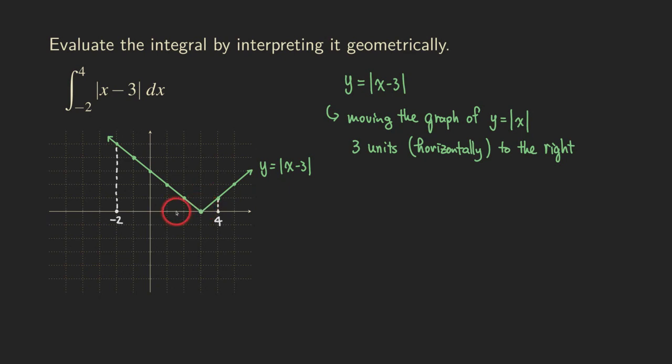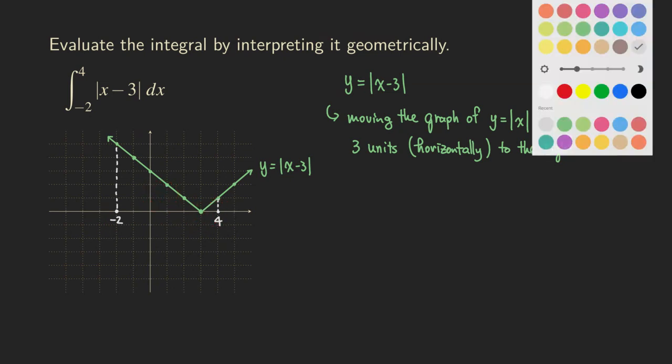So now this integral actually represents the area under the green V-shaped graph. We cannot say line, and it's also not a curve. So it's the area under the graph of this function, bounded by x equals negative 2, x equals 4, and also the x-axis. Now what are we trying to find here?